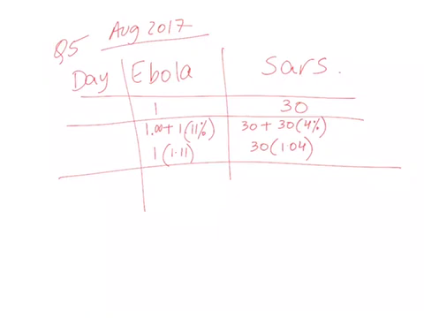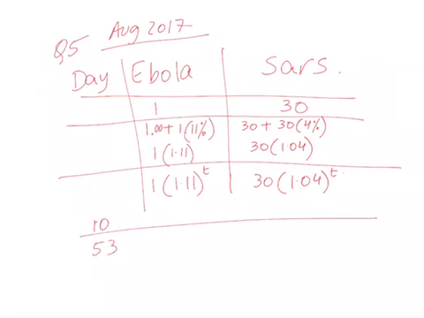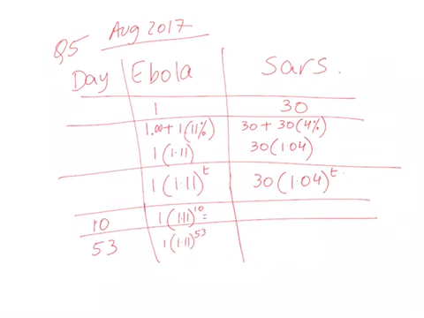right? Now if we look at the formula, this is what we get for Ebola, and we get this for SARS. Because each time we'll end up multiplying 1.04 to the previous value. Now we have to solve it for day number 10 and day number 53. So let's plug in these values. So 1 times 1.11 to the power 10, and then for 53 we'll get different values. And for SARS, we'll get 30 times 1.04 to the power T. Let's put in the value as 10, and then over here we've got 1.04 to the power 53.